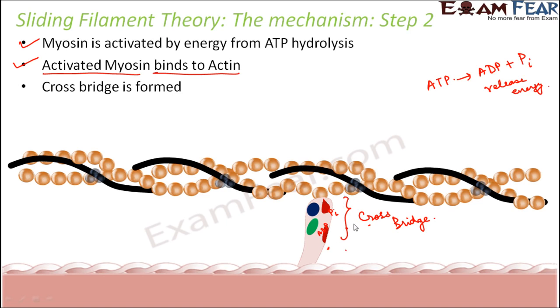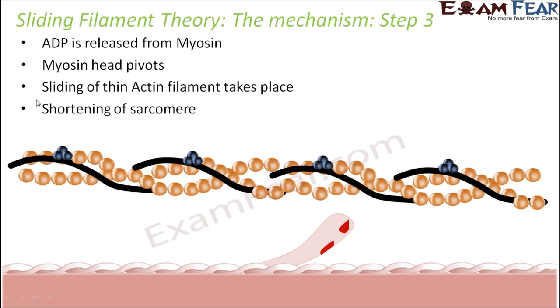So this is called a cross bridge. Right? Now as soon as this cross bridge is formed, the inorganic phosphate is released. So the inorganic phosphate gets released from the myosin head. So in this step 2, the cross bridge gets formed. Right? Now what happens once the cross bridge is formed? Let us see.